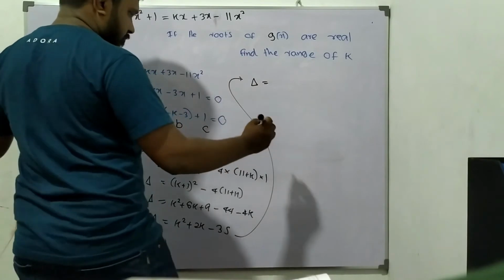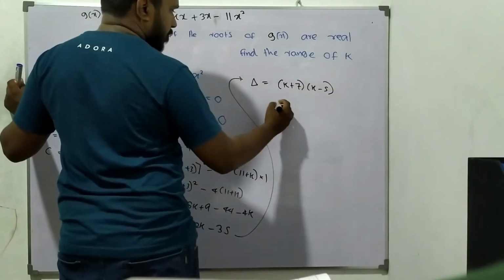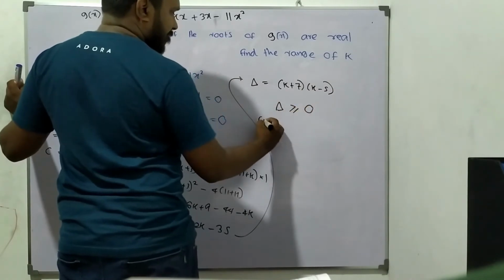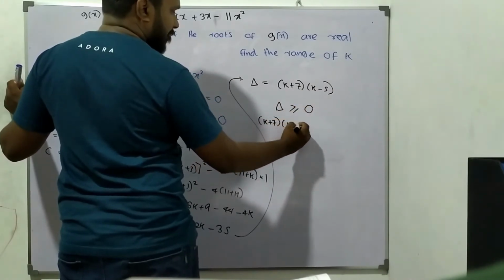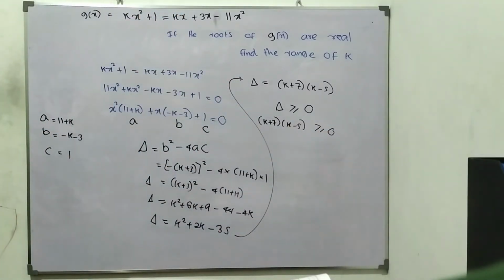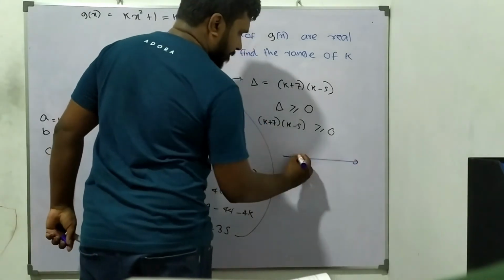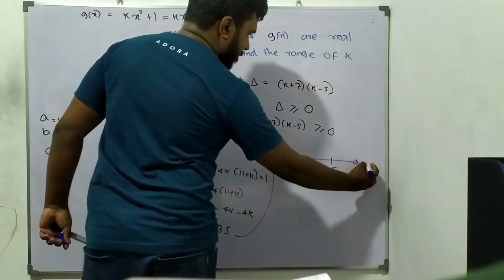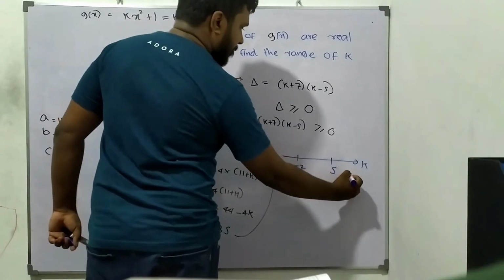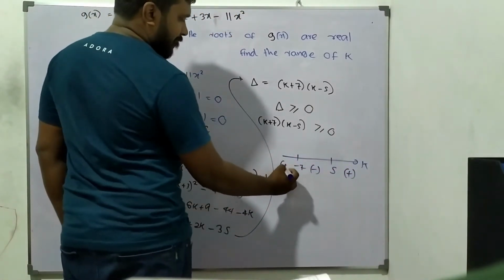So this can be factorized. Plus 7 and minus 5. So I draw the k-axis. Minus 7, plus 5. So I got positive, negative, positive.